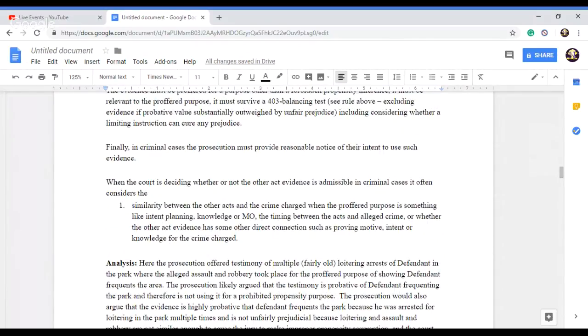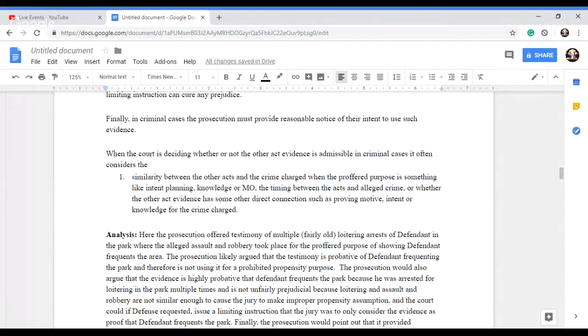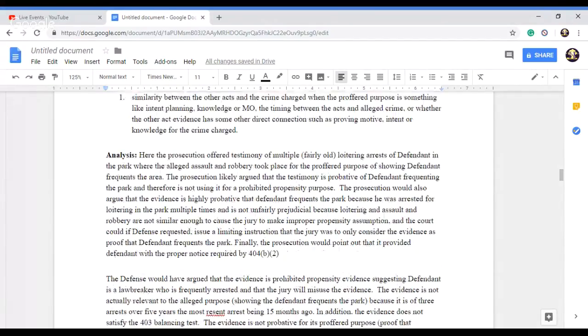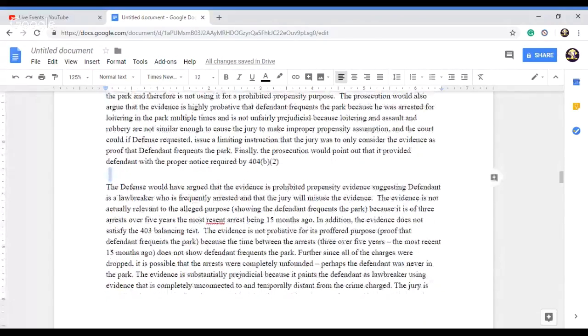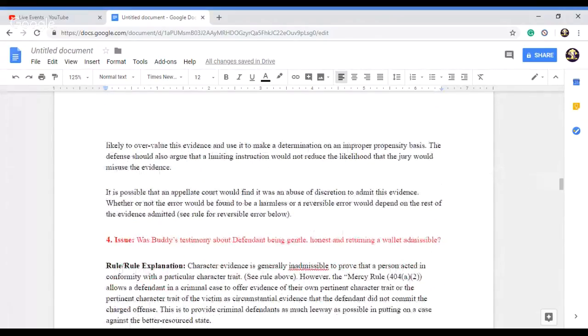Now you guys see what's expected if you had a similar question dealing with character evidence. So this is two rules that are really fleshed out, and everything that you must address if you're talking about this particular subject. And here is the analysis, and you see 404B2.